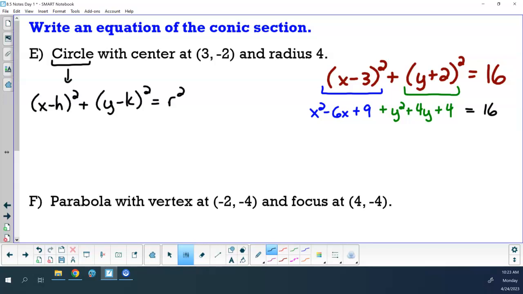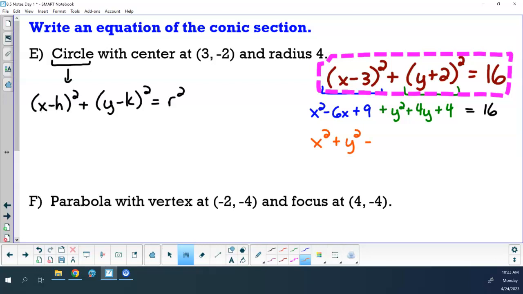So another way of writing this circle, which is what you've found so far, would be x squared plus y squared minus 6x plus 4y. What am I at? Plus 13. Plus 13 minus 3. Those two are saying the exact same thing.